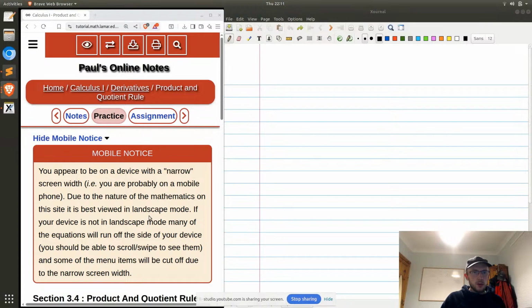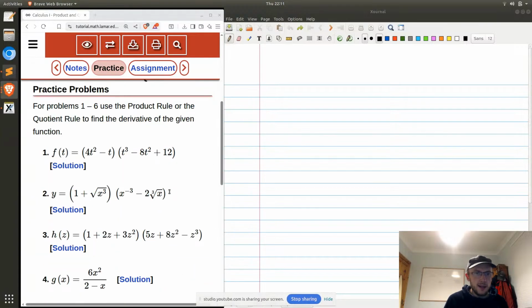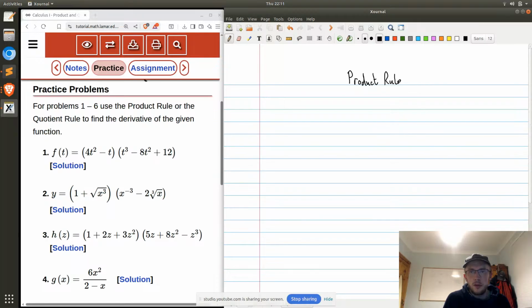Product and quotient rule. Let's get started. You know it, I know it, we all know it. Let's read them out.